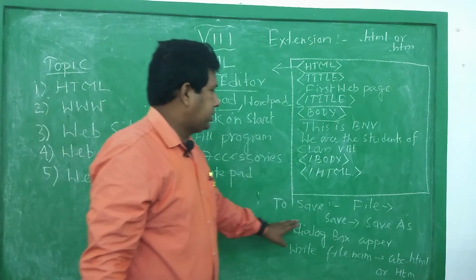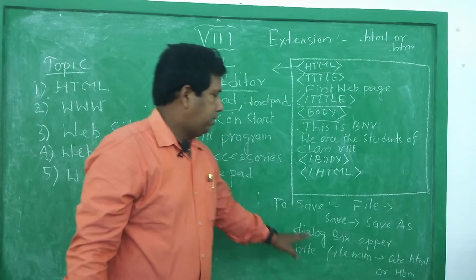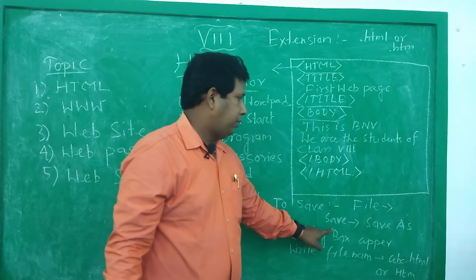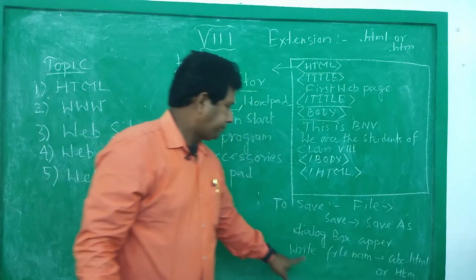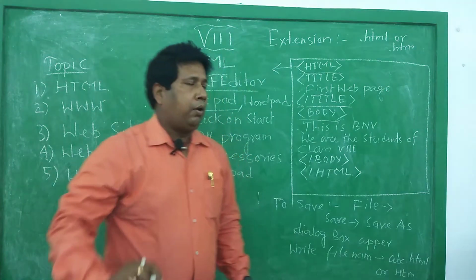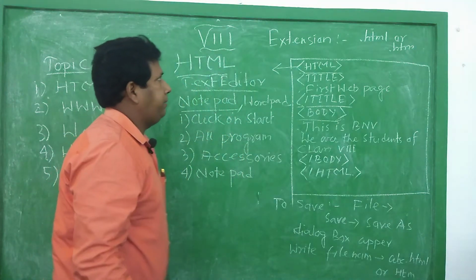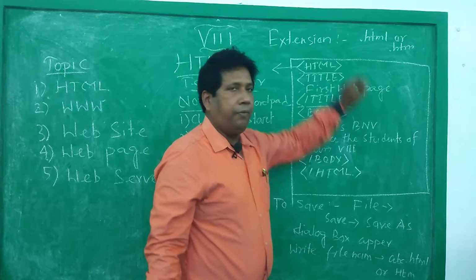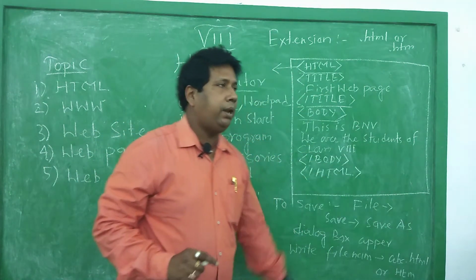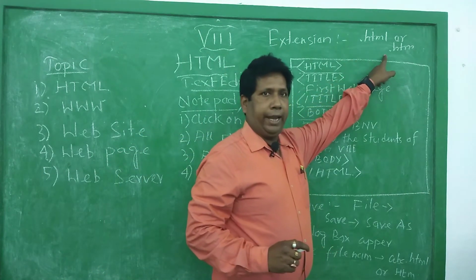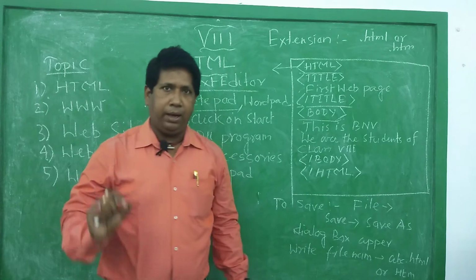After that, how to save the file. Click on File, and then click on Save As. A dialog box will appear. Write the file name. You must understand one thing: whenever you save a file, you must give it the extension of HTML. What is the extension of HTML? It is .htm or .html. Both are the same.